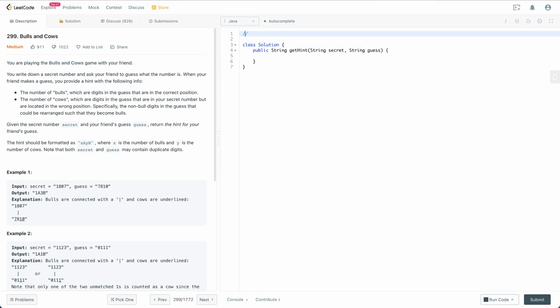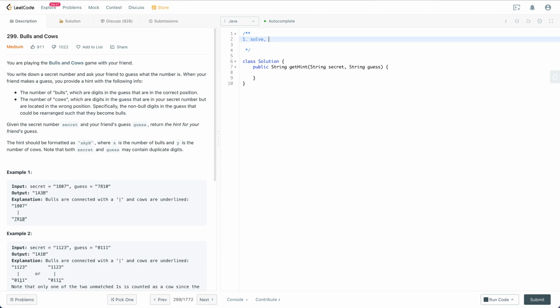The first goal is to see how to solve this problem. So you're going to do some problem solving work and do some coding work after that. The second goal is to see how you should behave in a real interview.